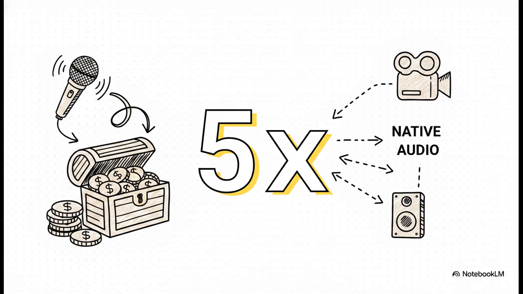And watch out for this massive cost trap, native audio. If you enable native audio generation, which, don't get me wrong, is an amazing feature for speech and sound effects, it multiplies your credit costs by roughly 5 times compared to a silent video. So a 10-second video with native audio enabled will burn through about 200 credits in a single click.